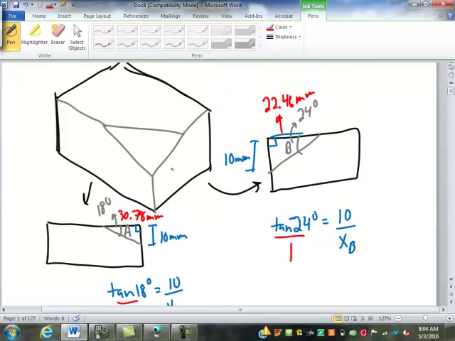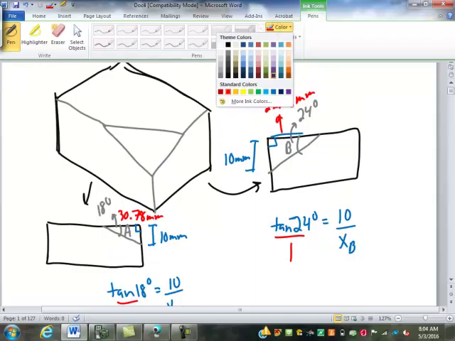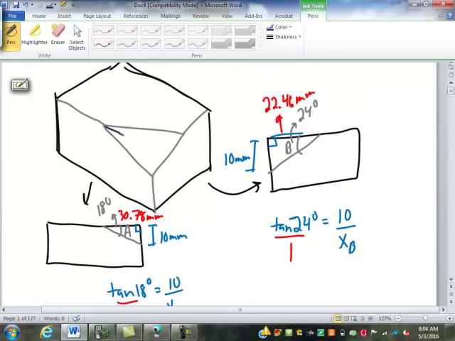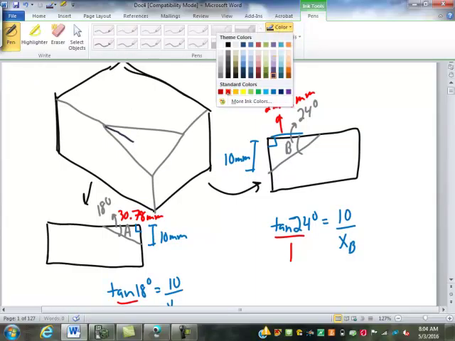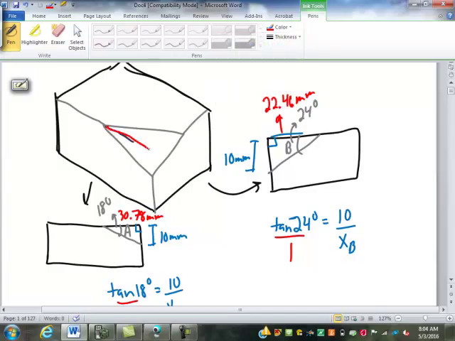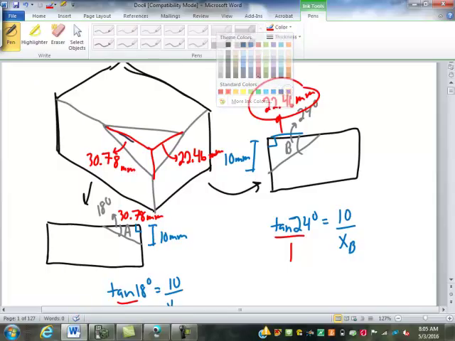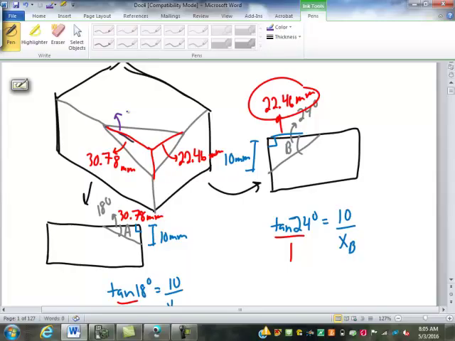So what that means is if I look up here, if I draw, I'm going to draw a little brighter color, I'll put it in red. If I draw this back in here, this side right here is 22.46, and this side right here is 30.78, which means this angle right here is going to be what?